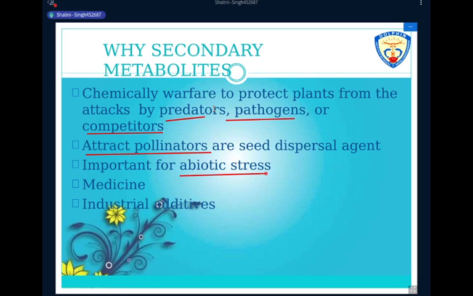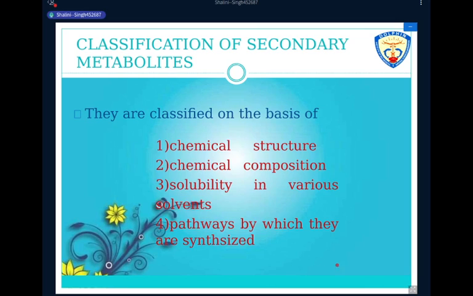Abiotic stress is the stress condition produced due to climatic or environmental conditions, like excess or deficit of water, high or low temperature, or the presence of some salt or acid factors in the soil. Likewise, these secondary metabolites are also used as medicines and as industrial additives. So they have immense importance in several walks of life. That's why we are interested in the production of secondary metabolites.